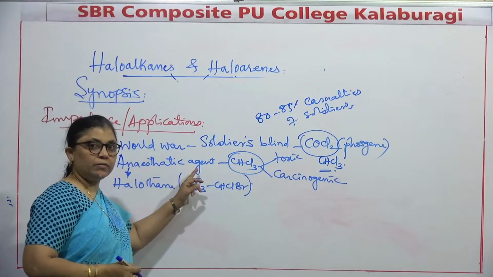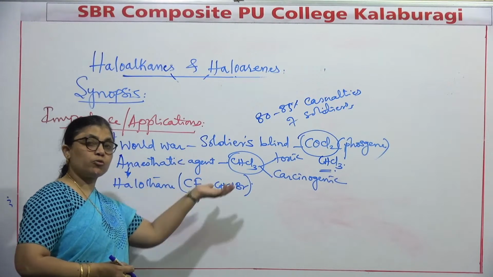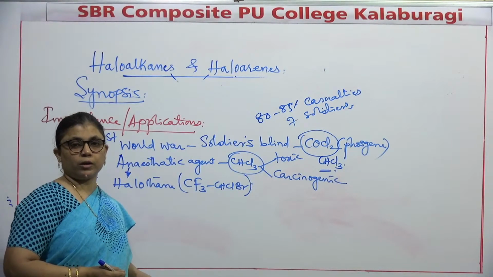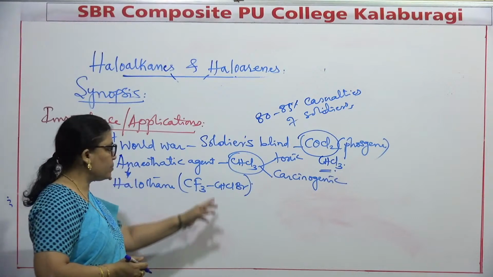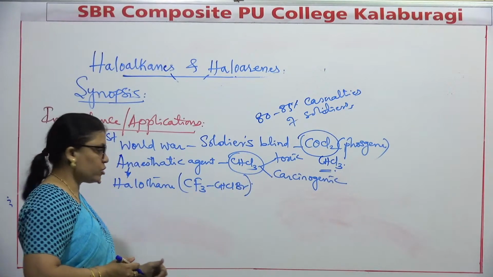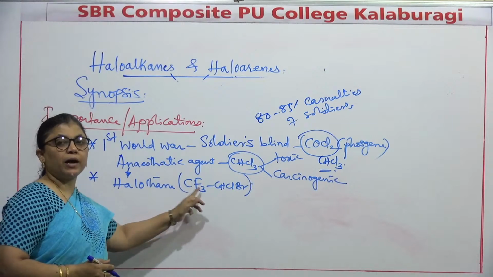And the second one is chloroform. Earlier they used to prefer it as an anesthetic agent, but later it was discarded because it is toxic and carcinogenic in nature. It is replaced by halothane.